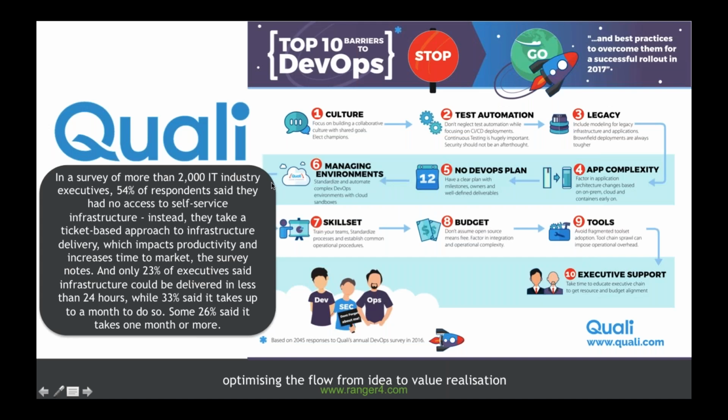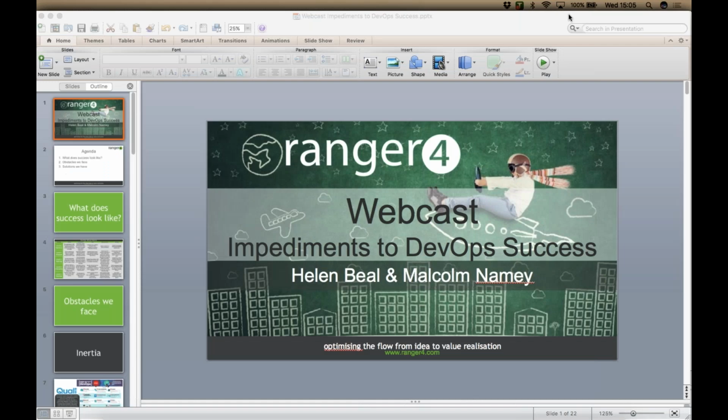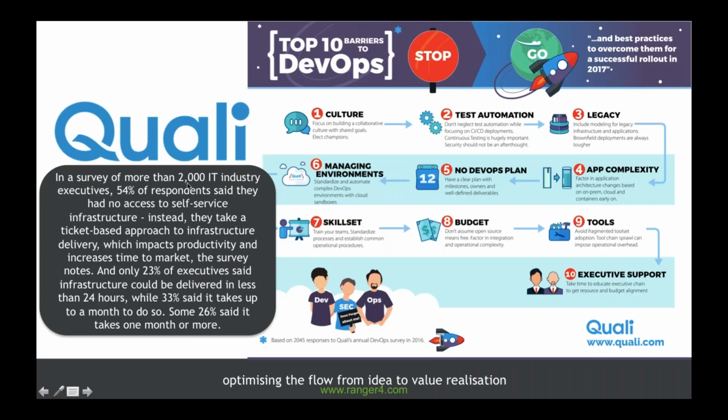Well, this quite useful survey was done fairly recently by this company, Quali. And it summarised the top 10 obstacles that people are facing, as reported by the respondents of this survey. So there's a kind of a summary over on the left. So 54% of respondents said that they had no access to self-service infrastructure. So they were using tickets, and 23% of executives said that this infrastructure could be delivered in less than 24 hours, which is quite good.